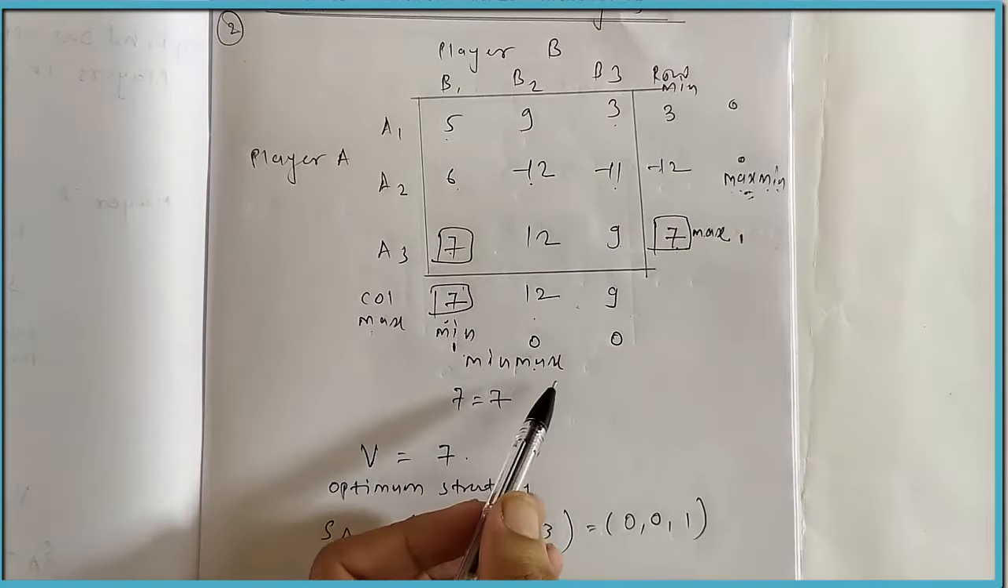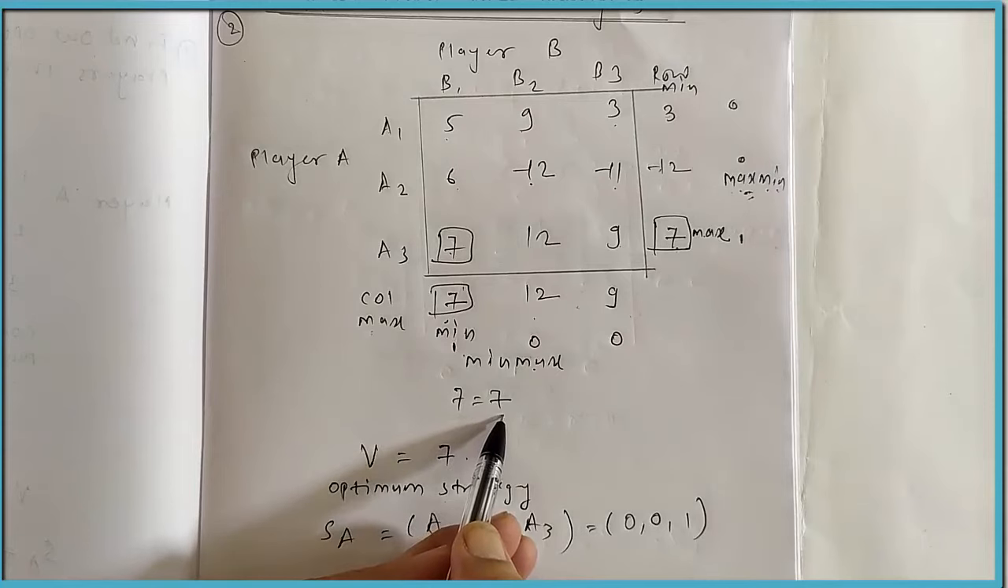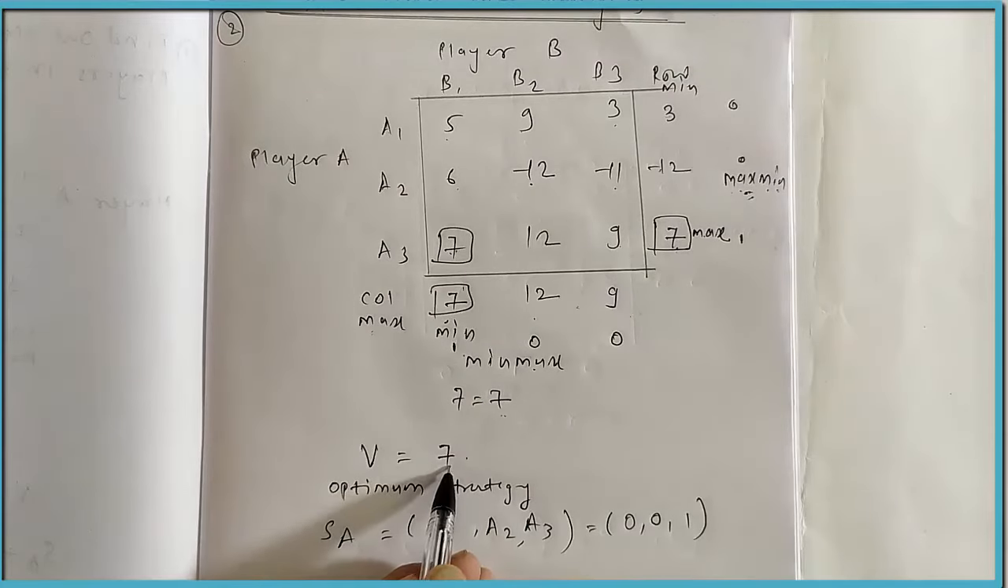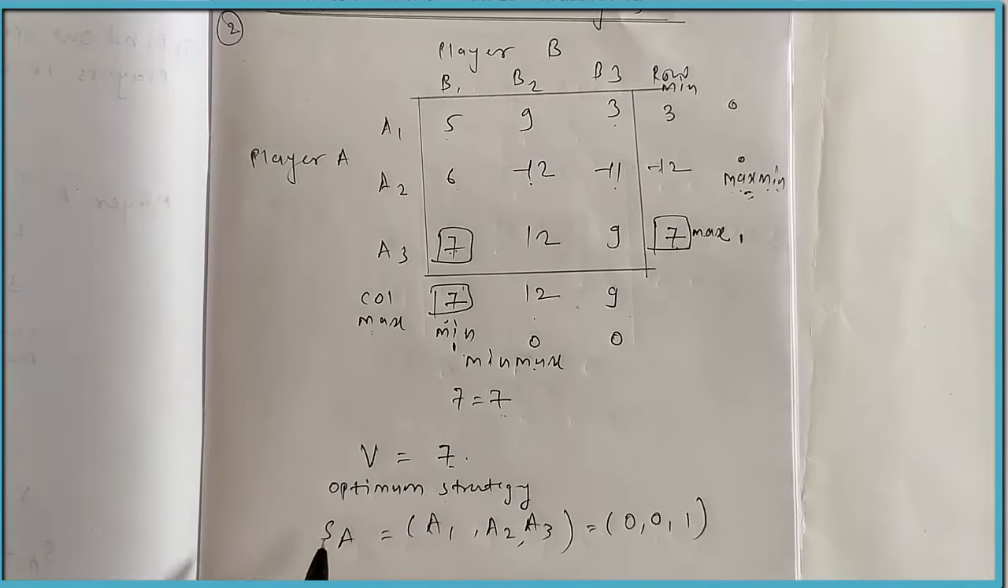Max min value is equal to min max value. 7 is equal to 7. After that, we have found the intersection of max min and min max. That intersection is 7, and this is nothing but our game value. And after that, finally we have written the optimum strategies for player A and player B.